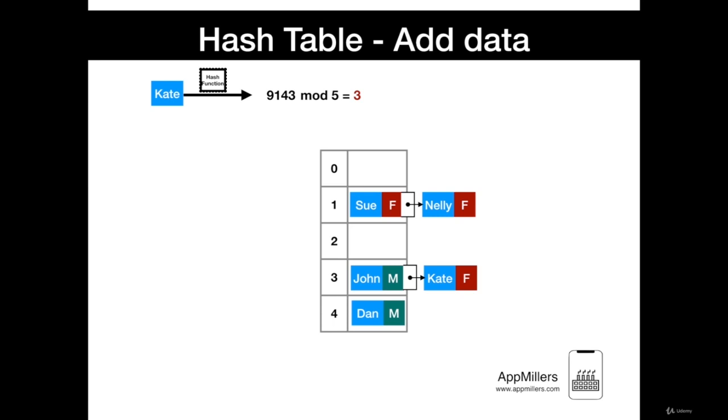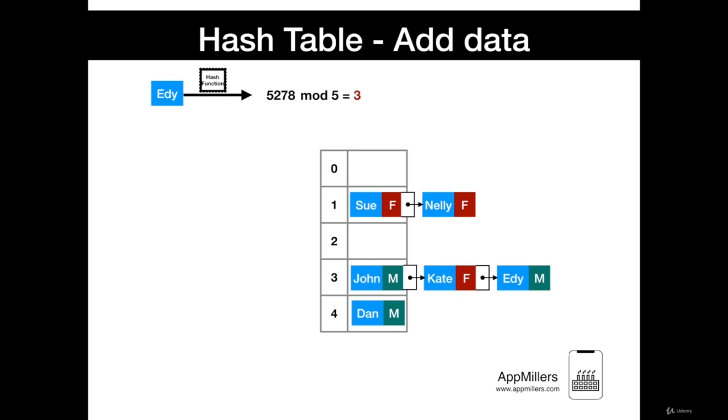Finally, the last data we will add is the data of Eddie. Again, the same calculation is done here, and the result from this function will be 3, which means that it will go to box 3 and get connected to the existing data as a list. So all data is finished being stored, and the hash table is complete.